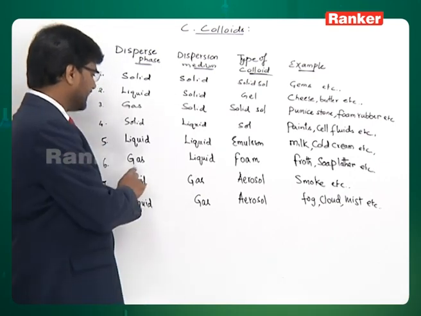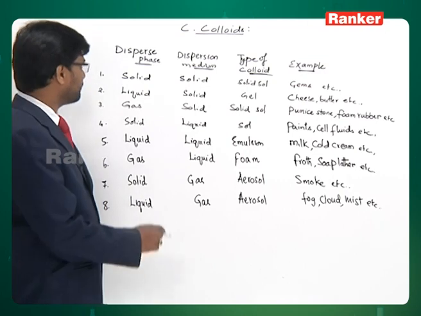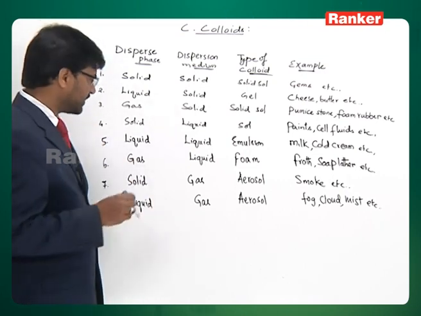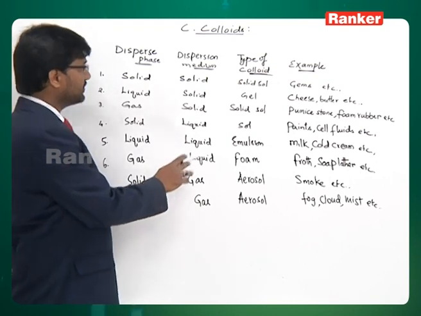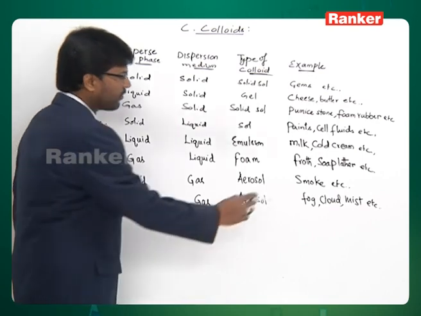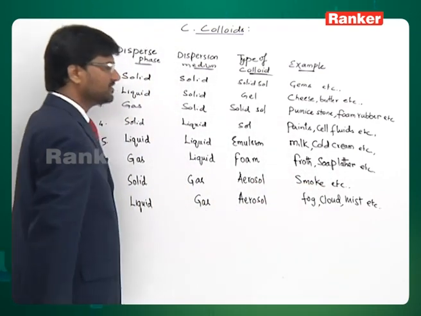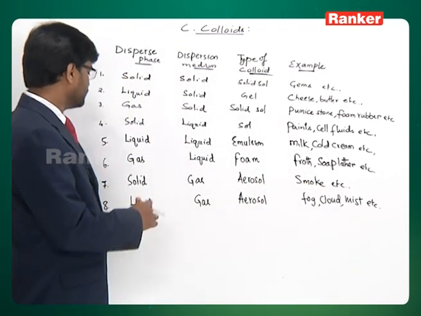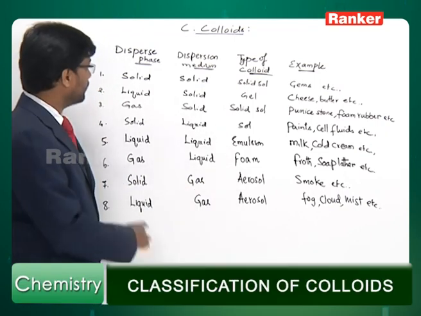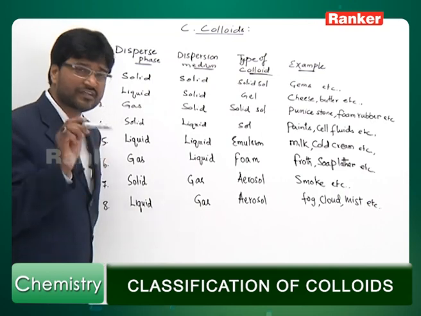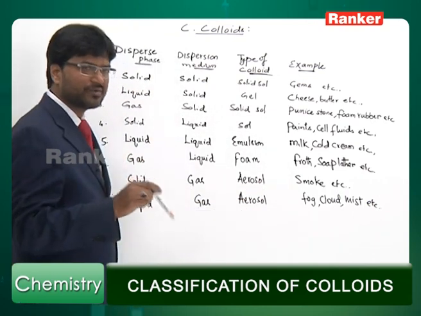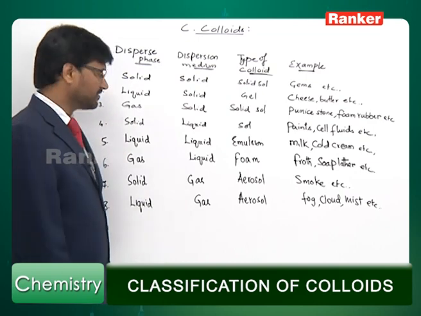Then you have gas in liquid colloidal solution where you have tiny bubbles of gas present in a continuous liquid dispersion medium. Such a colloidal solution is called foam. Froth, soap lather is an example of such a colloidal solution. Then you have solid in gas, which is called aerosol. Solid particles present in the continuous gas phase. Example is smoke. Smoke consists of carbon particles present in gas dispersion medium.